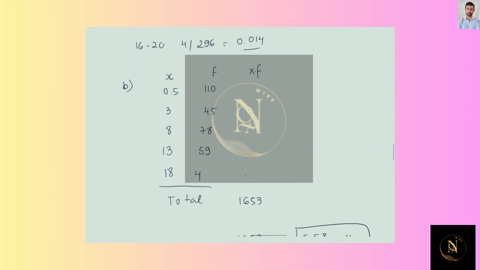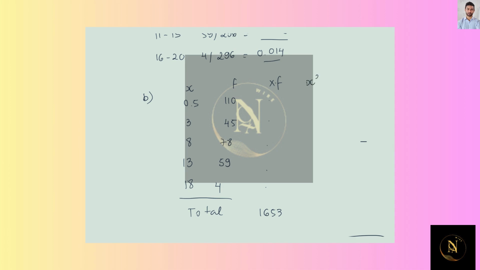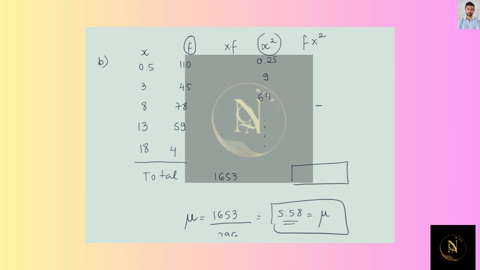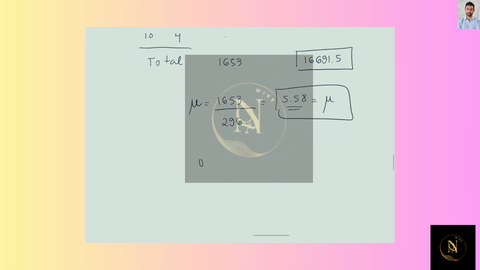For the variance, we need to create another table with x squared. And for each class, you're gonna find the value of x squared. So we're gonna have 9, then in this case 64, and so on. Then you need to multiply, just like we did, the frequency by this column now. And what we are interested in is the total, which is 16,691.5. But it's not the answer yet.